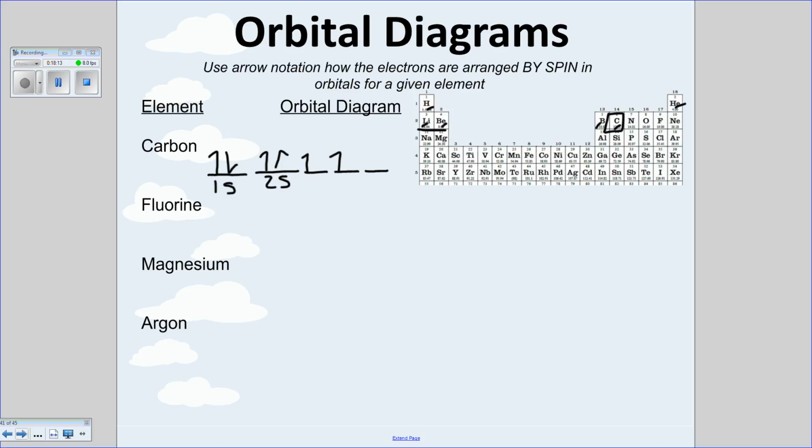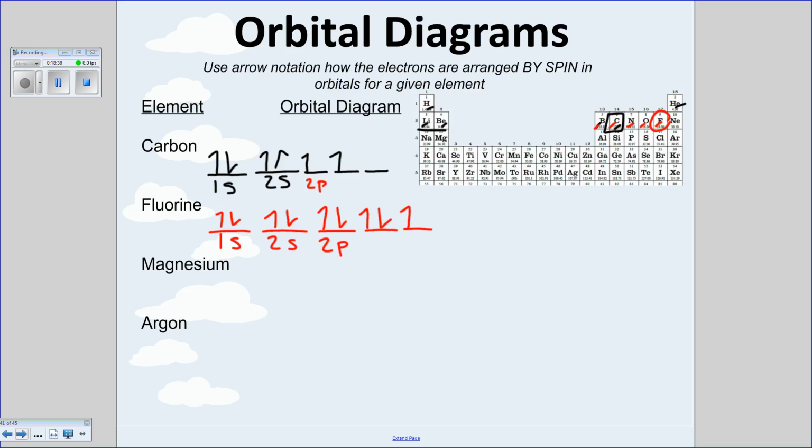If you're going to do fluorine, fluorine would actually start the same way. You'd have 1s with 2 in there. Then you'd have 2s. Then you're going to have 2p. Sorry, this was supposed to say 2p up there. So then you're going to have 2p. And to get all the way to fluorine, which is right here, we've got 1, 2, 3, 4, 5. So I'm going to go 1, 2, 3, 4, 5.